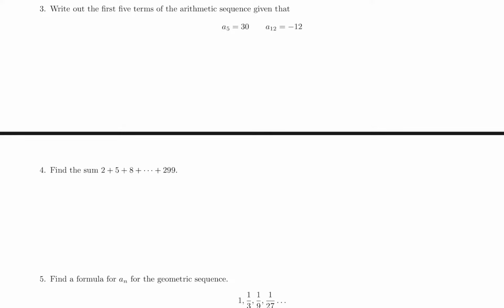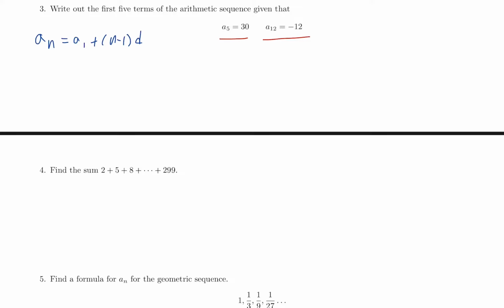Okay, number 3. Write out the first 5 terms of the sequence given. Given the 5th term is 30 and the 12th term is negative 12. So here what we have to do is first we need to write down the general formula for an arithmetic sequence, which is a sub n equals first term, which we don't know what it is, a sub 1 plus n minus 1 times d.